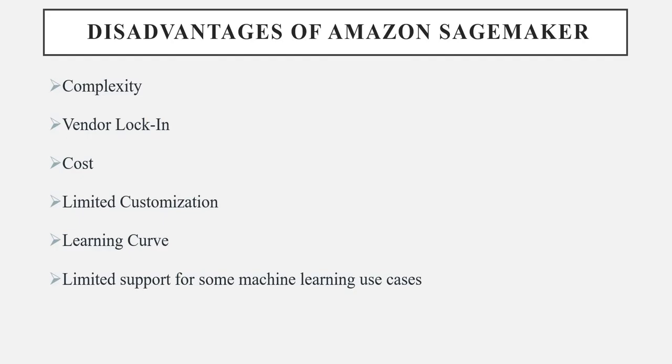In such cases, it may be necessary to build a custom solution, which can require significant time and resources. The next is the learning curve. SageMaker may have a learning curve for users who are new to machine learning or AWS, and may require significant training and education to use effectively. The next is limited support for some machine learning use cases. While SageMaker provides a wide range of algorithms and frameworks, some specialized use cases may not be well supported by the platform.